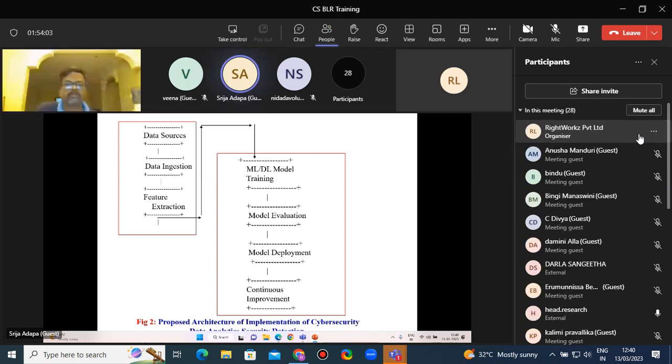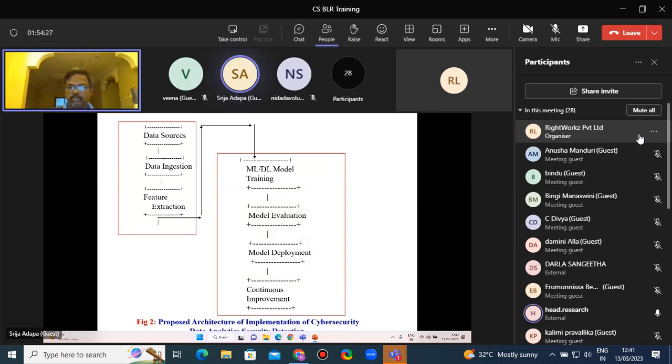Model deployment involves deploying the trained models in a production environment to classify new security events in real time. The last one is continuous improvement. This involves ongoing monitoring and optimization of the ML and DL models, including refinement of feature extraction techniques and model architectures.